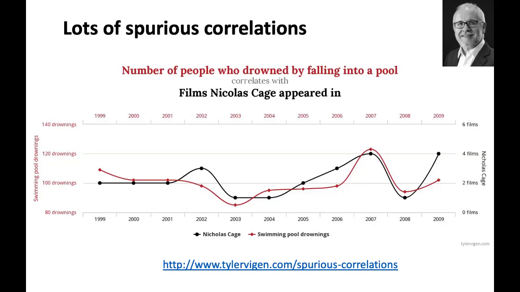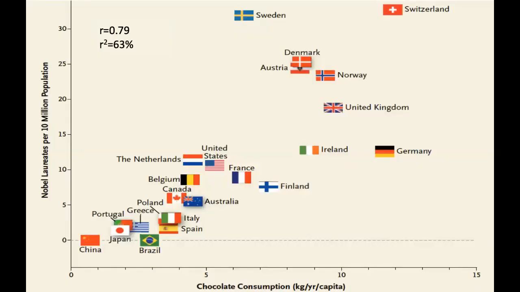And here's a lovely example. The number of people who drowned by falling into a swimming pool correlates really highly with the number of films Nicolas Cage has appeared in. Now, clearly, that is a spurious correlation. This one is more interesting.